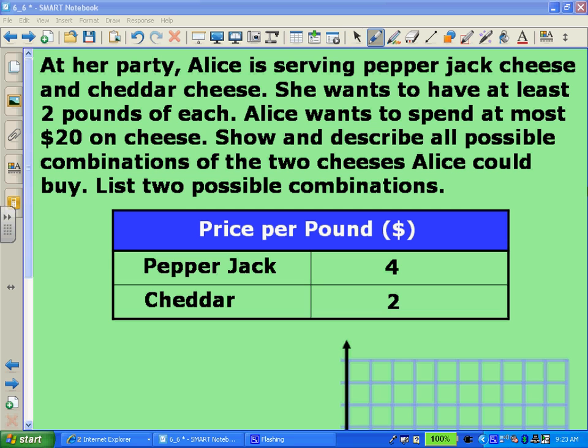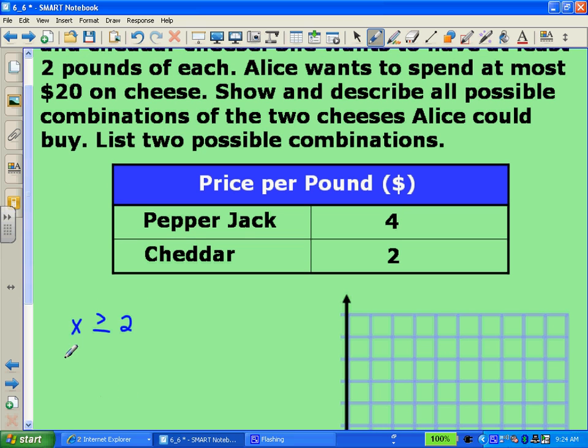Okay, so we're going to need to write several equations here to represent the situation. First of all, we have to deal with the fact that she wants at least 2 pounds of each type. So if we call pepper jack X, we need at least 2 pounds of that. So X greater than or equal to 2. And if we call cheddar Y, we need at least 2 pounds of that. So Y greater than or equal to 2. So there's our first 2 equations.